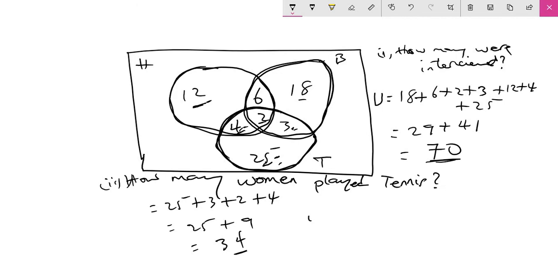And finally, I'm just going to do the third question here. How many played only 2 sports? So only 2 sports. So within this Venn diagram, the numbers here represent the number of those who played only 1 sport. The numbers here represent those who played 2 sports, and that here represent those who played all 3 sports.